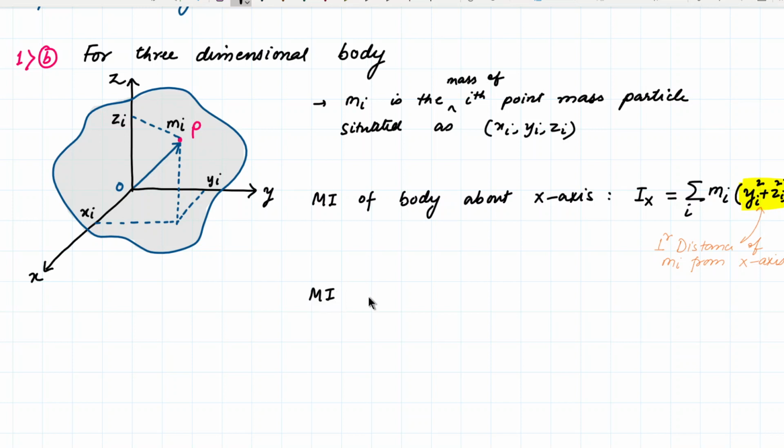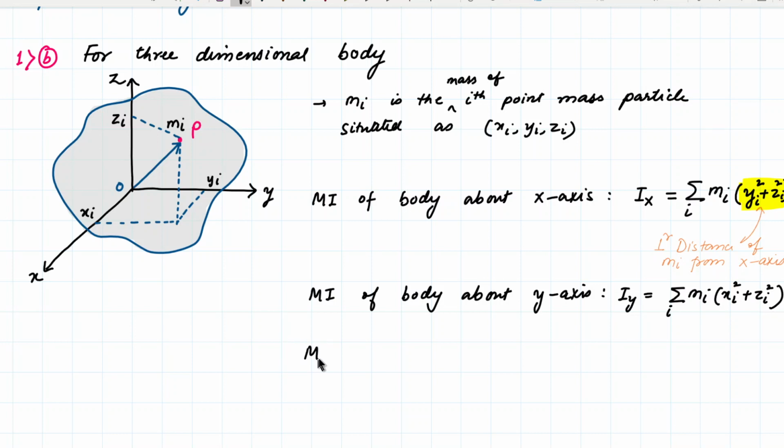And similarly the moment of inertia of the body about y axis, Iy is equal to, how much will this be? xi square plus zi square. And the moment of inertia of the body about z axis, Iz, is equal to summation over mi times xi square plus yi square.